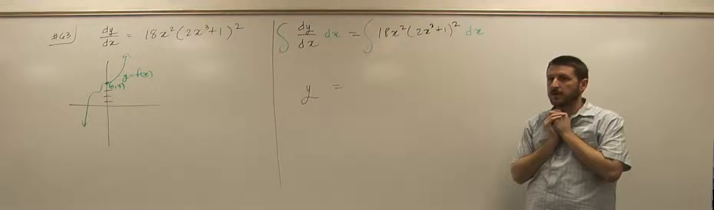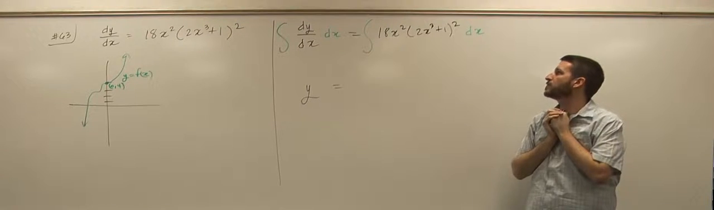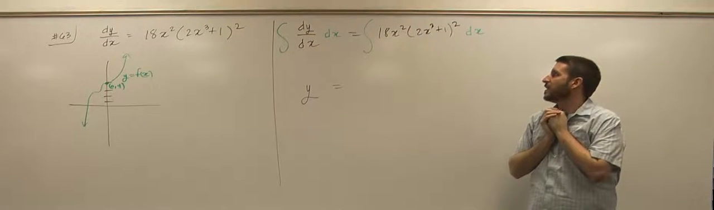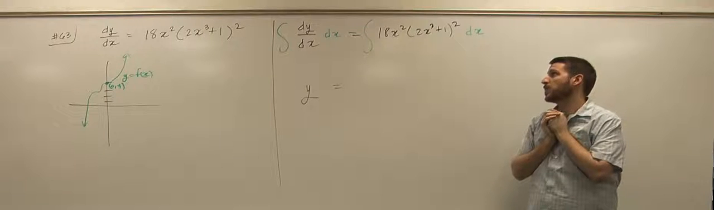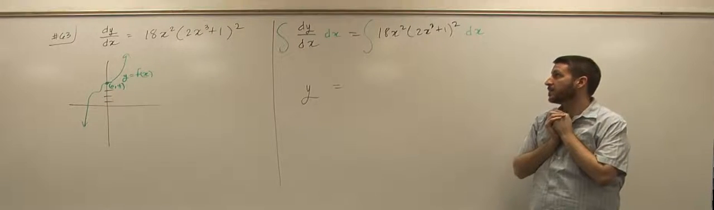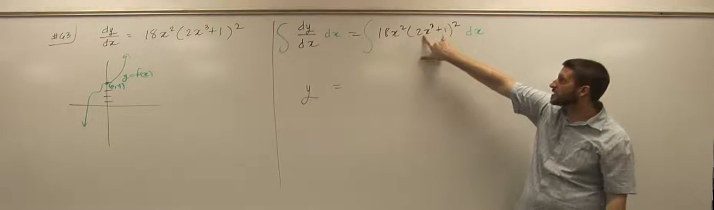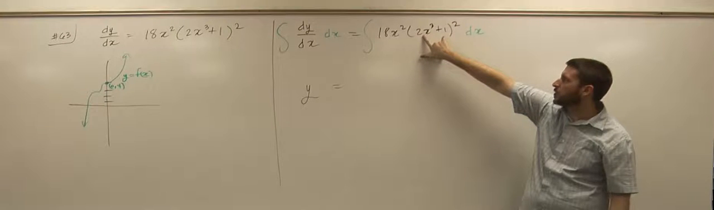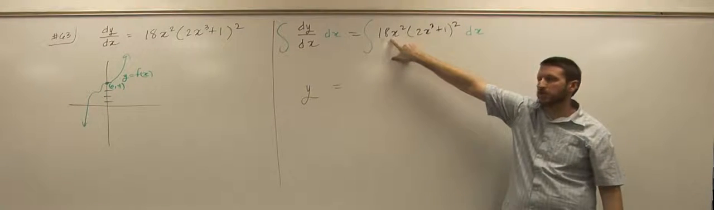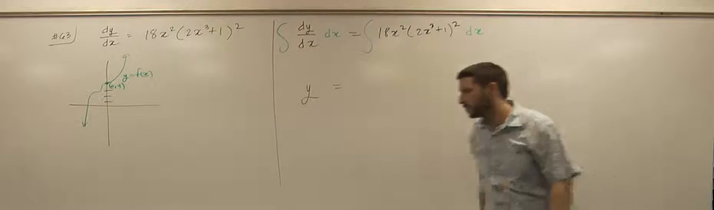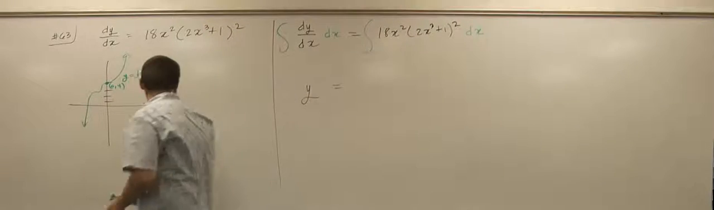Would you FOIL that out first? Use substitution? You could FOIL it out first and it would work, it would just be kind of long. I would definitely try substitution because the inside function here has derivative 6x squared, which is almost like this. So u sub should work really well here.